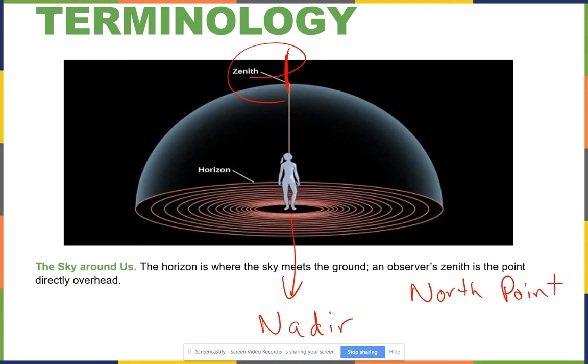Wait, so what's a meridian in general? Okay, meridian, that's what I said. It's the line that goes from the north point up through your zenith to the south point. It's a line drawn in the sky above you. Yeah, from the north to the south.